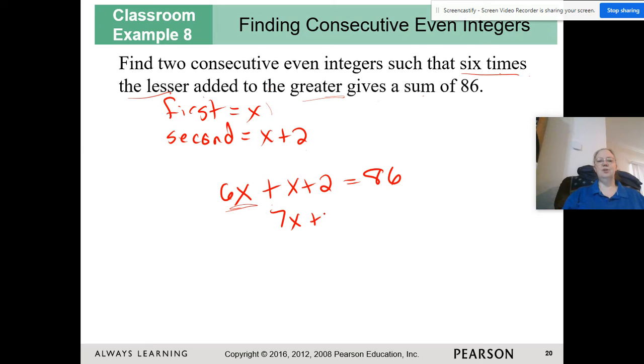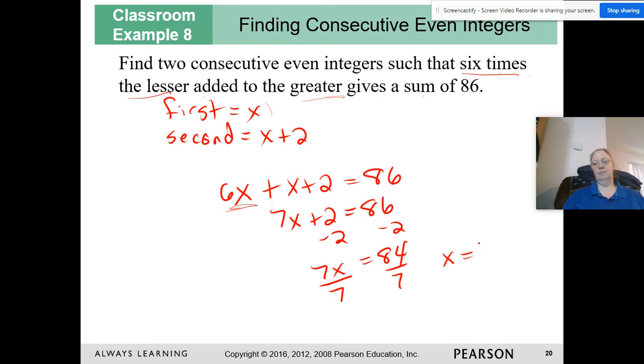We're going to combine like terms. Subtract our 2 to get the x by itself. And 7 times x, opposite of multiply is divide. And we get 12, and we need both consecutive even integers. So x is the smaller one. So the next even integer would be 14.